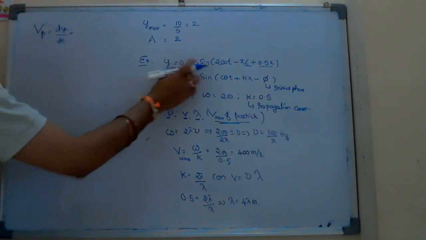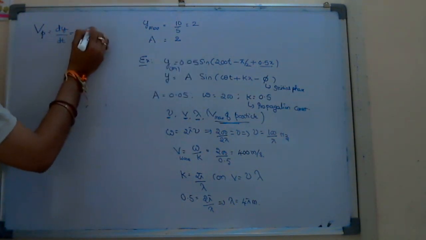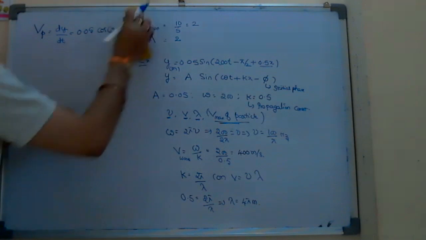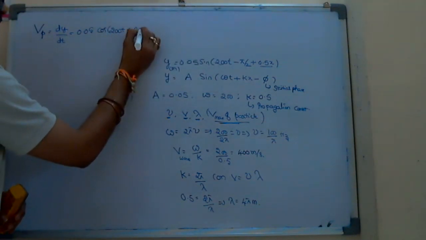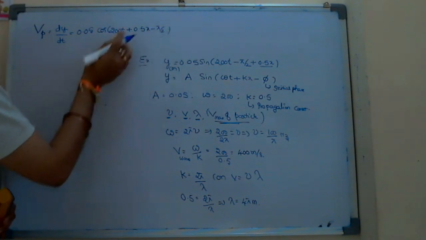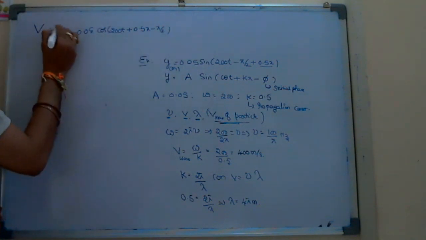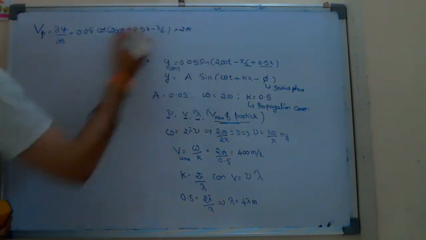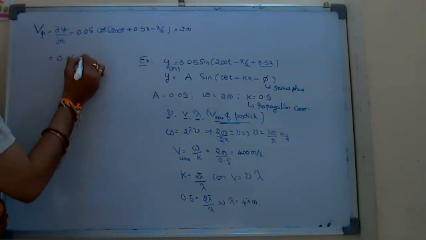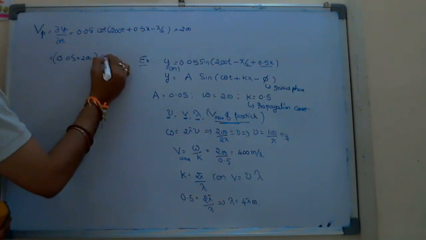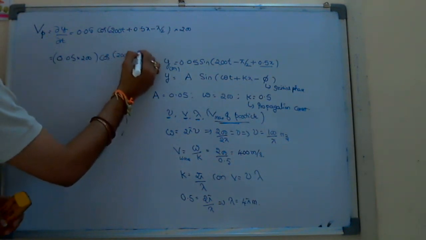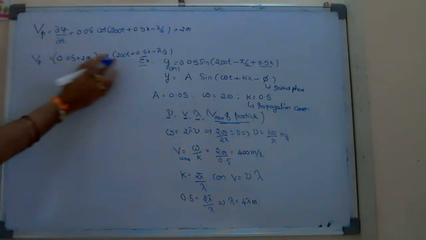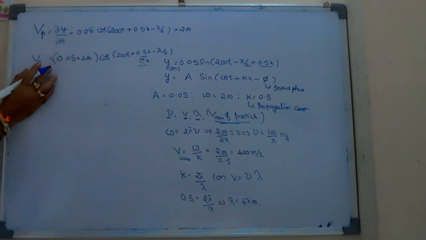dy by dt, if you differentiate this equation, you will get 0.05 into cos of 200t plus 0.5x minus pi by 2, into the inner term's partial differentiation with respect to time, which means into 200. So you are getting 0.05 into 200 into cos of 200t plus 0.5x minus pi by 2. Anywhere, in a trigonometric equation, suppose I am asking the maximum value.